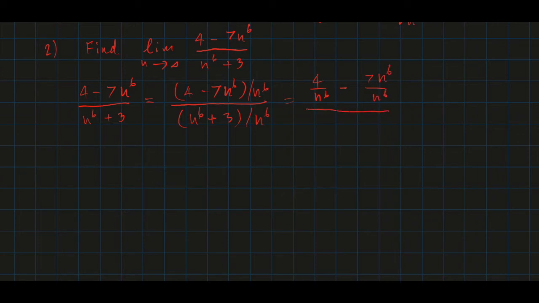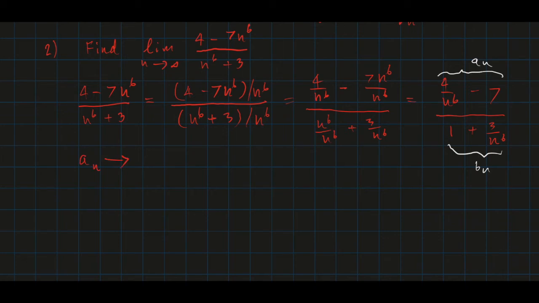So it's 4 divided by n to the 6 minus 7, divided by the bottom, which can be n to the 6 divided by n to the 6 minus 3 divided by n to the 6. So simplify further, that's 1 minus 3 divided by n to the 6. Okay, now this is my an, this is my bn. Do we know what an converges to? Yes, it's easy. That's minus 7, because 4 divided by n to the 6 just goes to 0. And bn is also easy, it's 1.